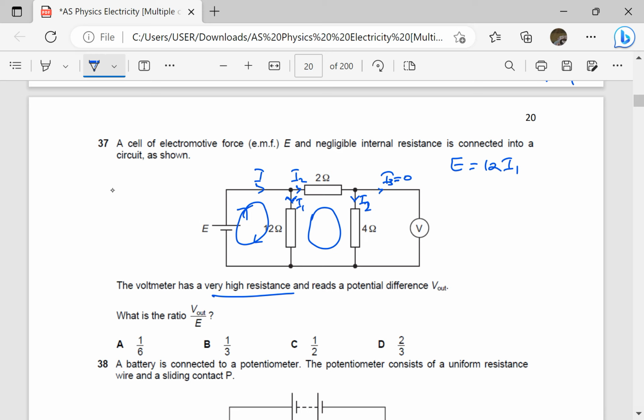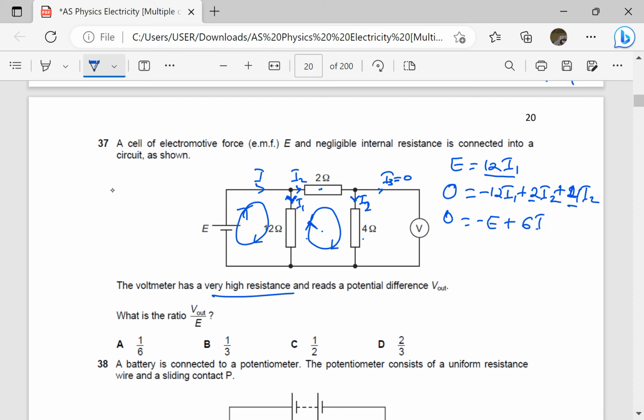Then I put another loop here in the same direction. One of my students argued that whenever you choose loops in the same direction, it becomes easy to solve. Maybe. So here there is no cell, so the EMF is 0. For the sum of potential drops, the current here is in the opposite direction to the loop, so it will be negative 12 I1. The current here is in the same direction as the loop, so it will be plus 2 I2. The current here is also in the same direction, so it will be plus 4 I2. But remember, 12 I1 is E, so I'll say 0 is equal to negative E plus 2 plus 4, that is 6 I2.